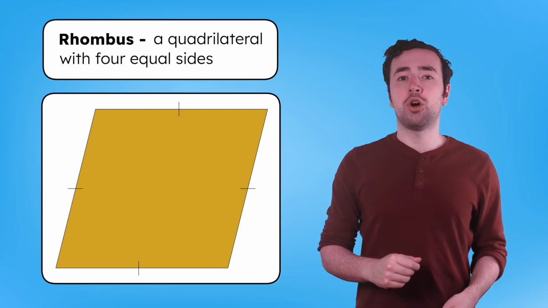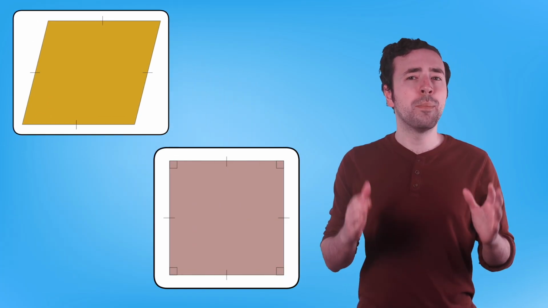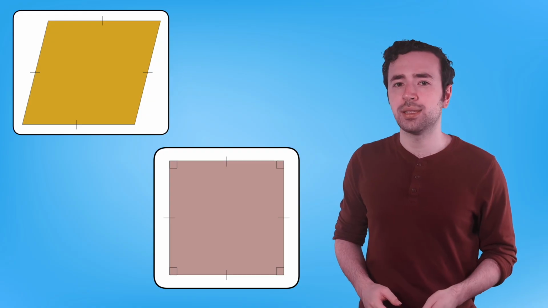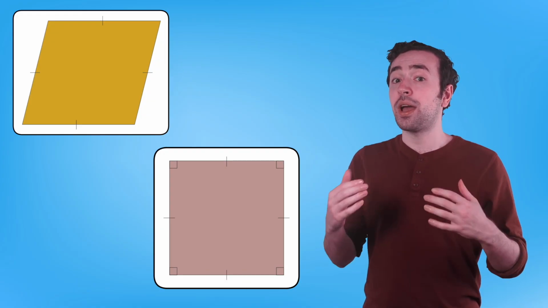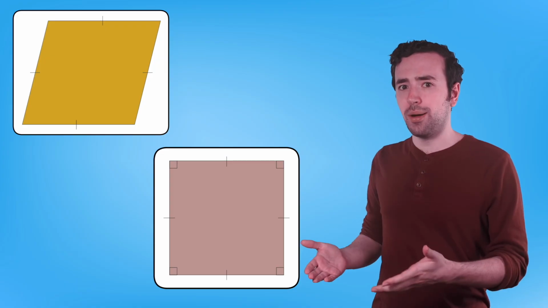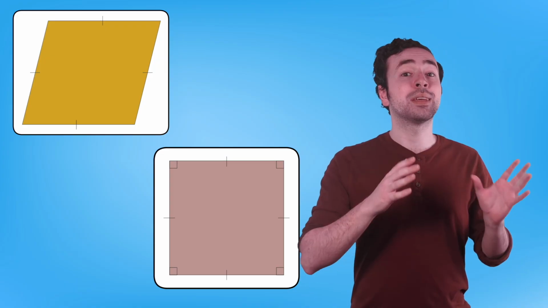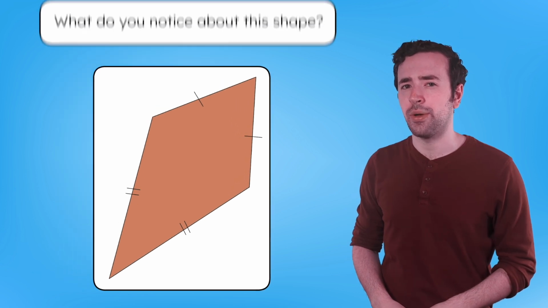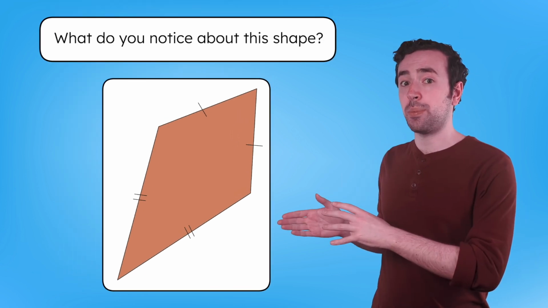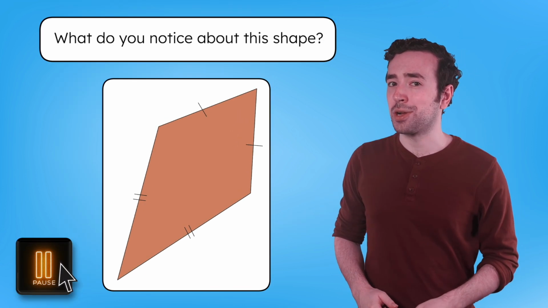This shape is called a rhombus. So squares and rhombuses both have 4 equal sides, but only squares have 4 right angles. That's why every square is a rhombus, but not every rhombus is a square. There's one more special quadrilateral to discover though. What do you notice about this shape? Pause here to record your thinking in your guided notes.